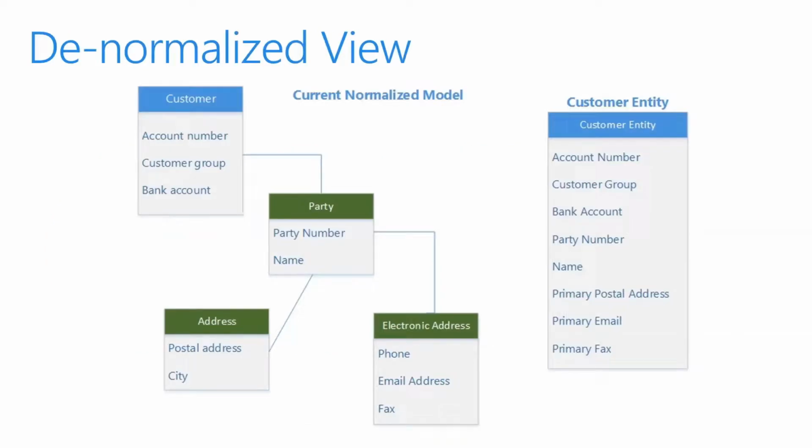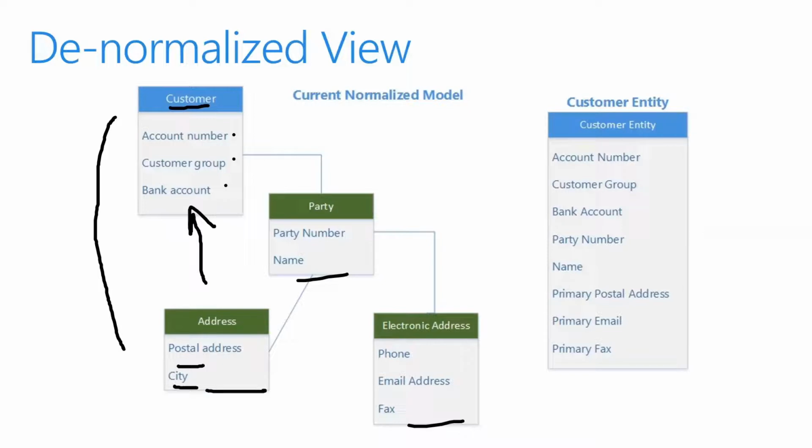Here we have an example of the denormalized view. So currently we have a normalized view on the left-hand side, where we have the customer table that includes the account number, customer group, and bank account, and we have several other tables that have information that's going to be related to the customer, but they're all stored separately. So we might have postal address and city for the customer, phone, email, and fax. So as you can see, they're kind of all scattered throughout the system in different tables, but they're still related to the customer table.